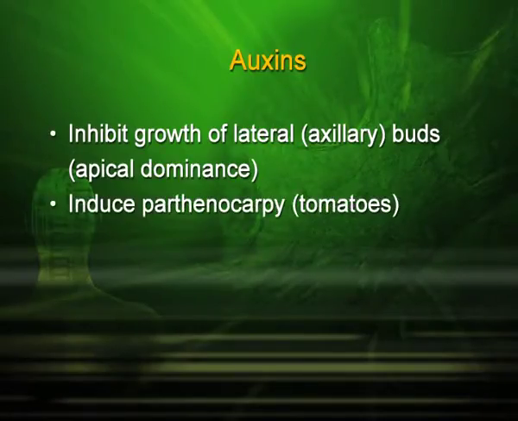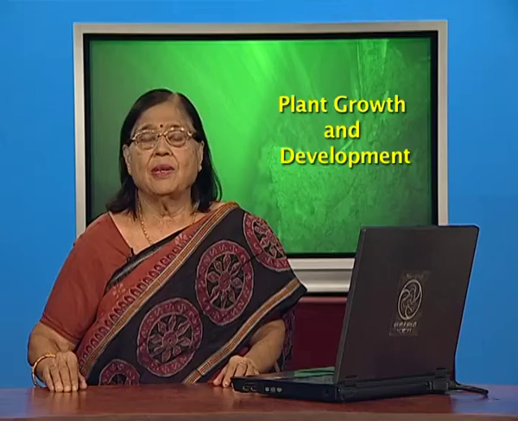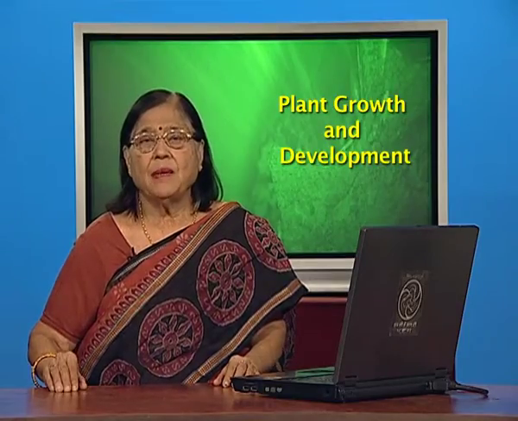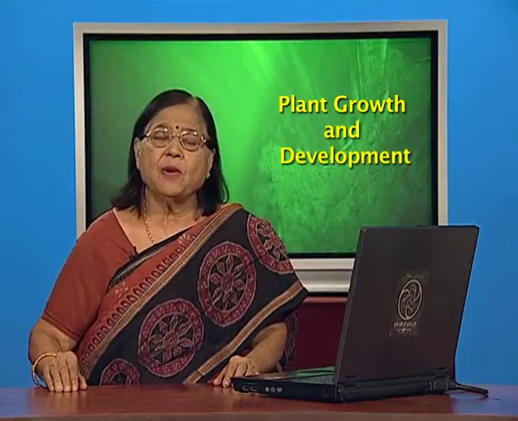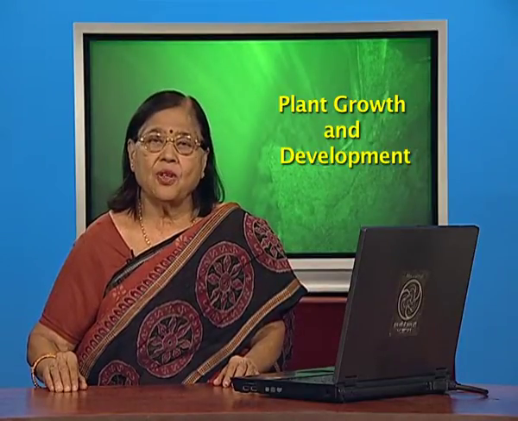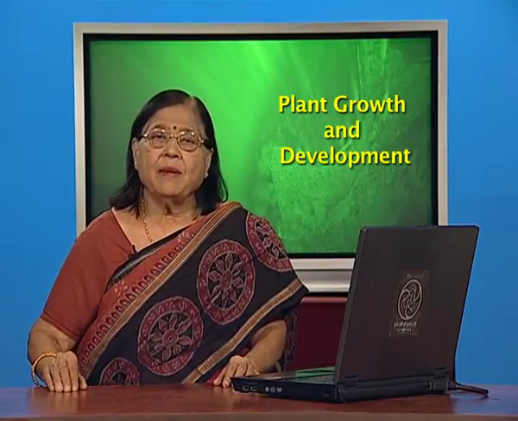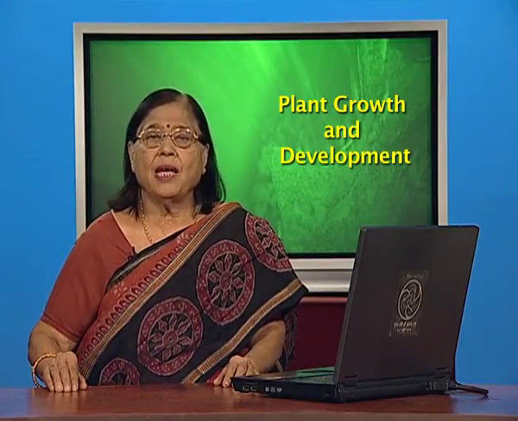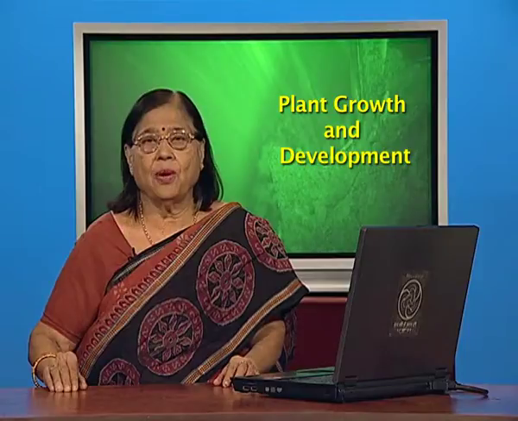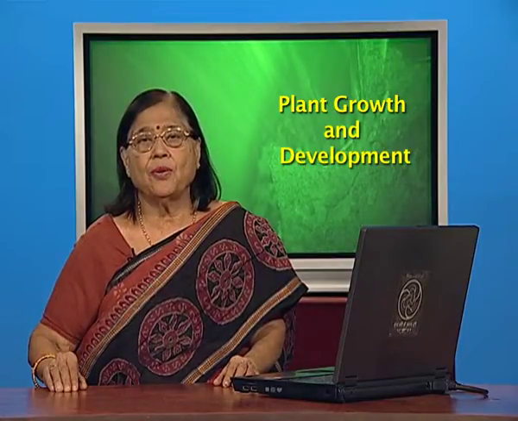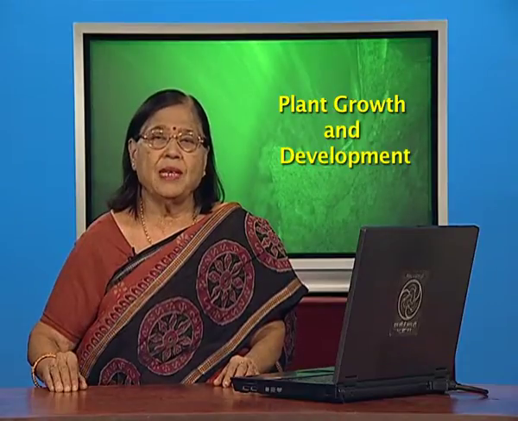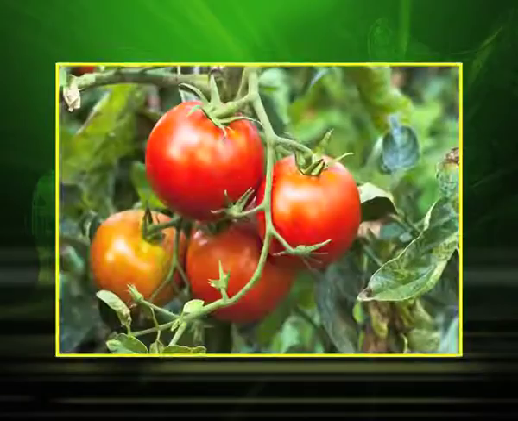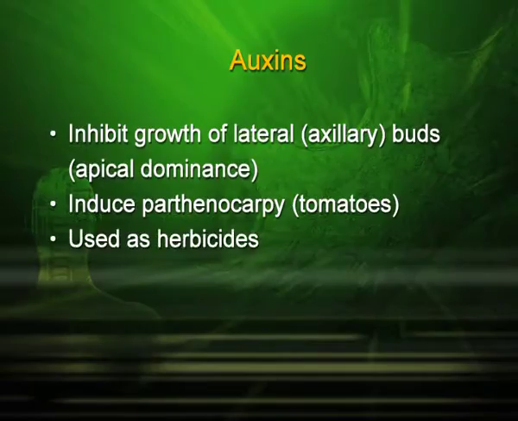It induces parthenocarpy in tomatoes. Parthenocarpy means producing a fruit without seed. That is possible only if fertilization is not there. Now, parthenocarpy also has auxins in the role. Auxins have an important role in parthenocarpy, especially when we produce seedless tomatoes. It is also used as herbicides.